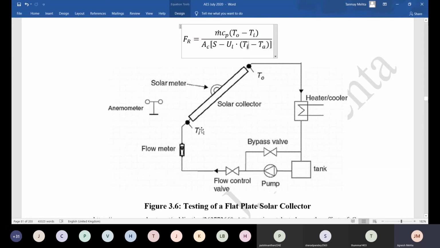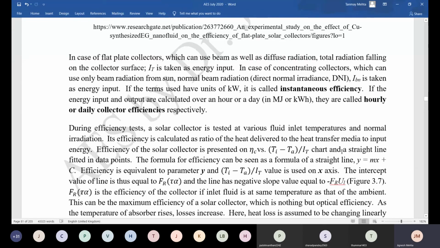So those are the two parameters which are generally varied. You may vary TI and you vary IT. When you vary TI minus TA, right, that is delta T, it is automatically different, right? So these are the parameters which are varied, and then what would you calculate at the end for each test? You will calculate m Cp delta T, that is the useful energy, and you will also have the value of IT. So IT into area would give you the input energy. So output upon input would give you the efficiency of the collector at a given condition.